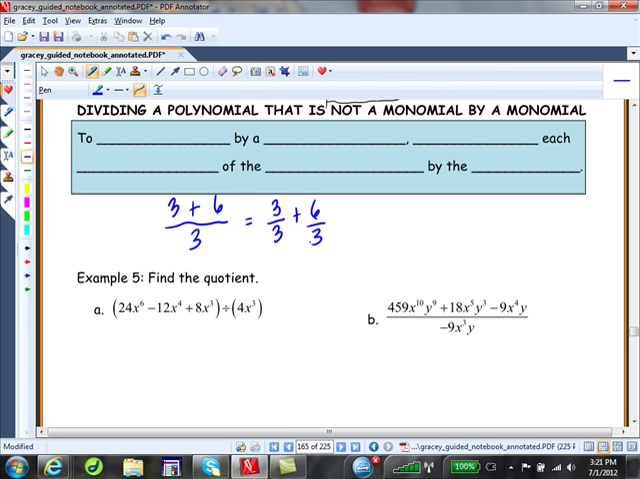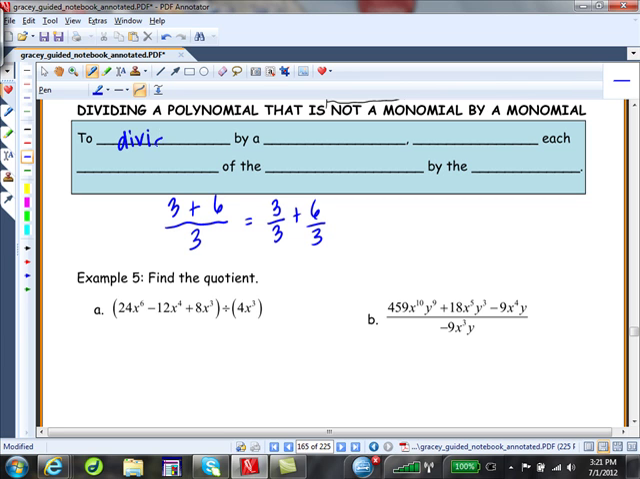Now, if it was the other way around, if the 3 plus 6 had been in the denominator, you cannot split it. But if you have a monomial, a single term in the denominator, you can split a polynomial that's a binomial or more terms, like we did here. So here we go.